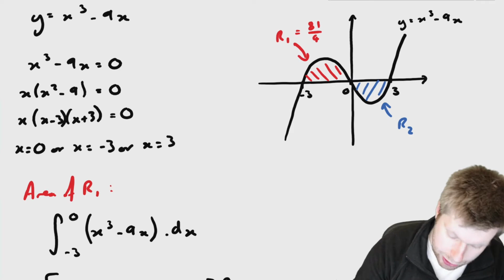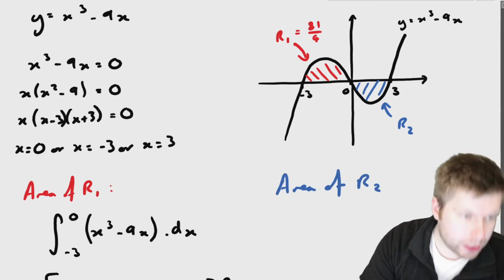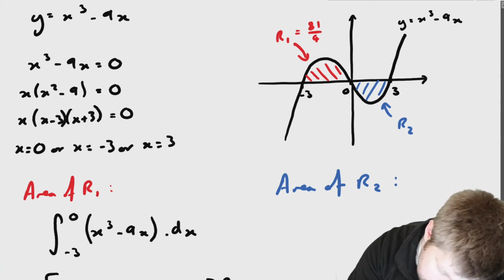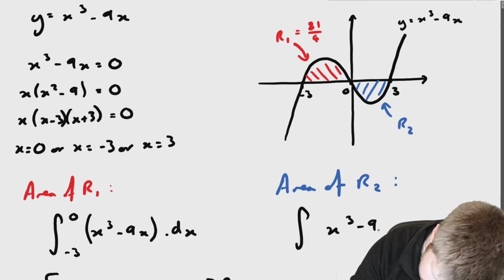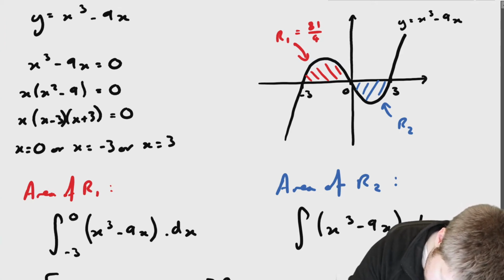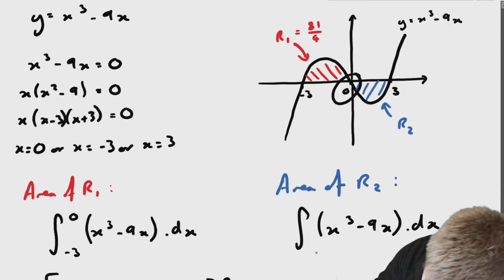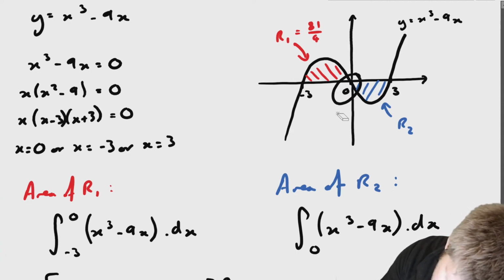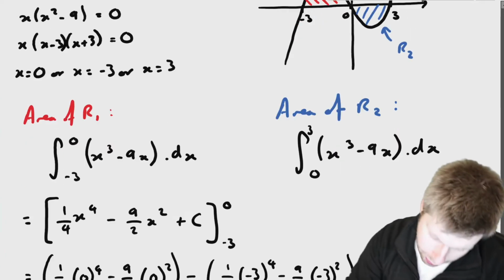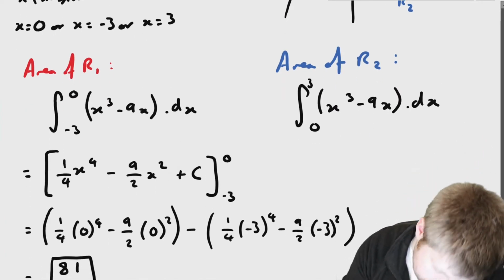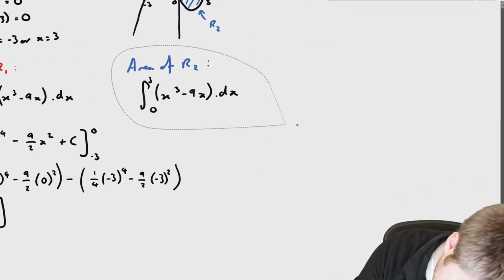Fantastic. Now all I need to do is go back and find the area of region 2, so the area of the blue region. Okay, well in this case it's a similar kind of idea. I'm still going to be integrating my curve, x cubed minus 9x with respect to x. However, for the bounds of my region, my lower bound is 0 and my upper bound is equal to 3. So similar kind of process. First of all, I'm going to integrate this. Okay, so in fact I'm going to scooch this over on the right hand side just to give me a little bit more space.